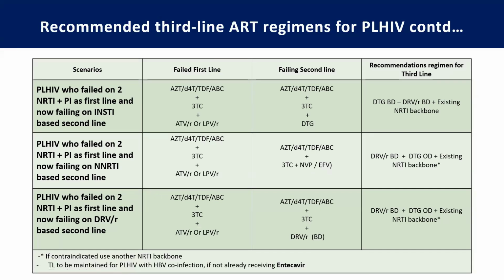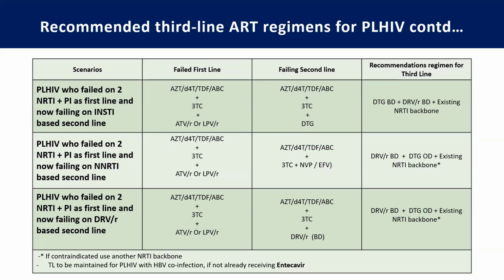Then coming to the next scenario, PLHIV who failed on 2 NRTIs plus PI as first line and now failing on INSTI based second line. So the patient had PI based first line, that is any of the NRTIs with lamivudine with ATVR or LPVR. And this patient, when failed on first line, was given INSTI based second line. So a different NRTI with lamivudine plus DTG. So here also, the recommendation for third line will be DTG 50 mg BD because the patient was exposed to DTG in the second line. So DTG 50 mg BD with DRVR BD plus existing NRTI backbone.